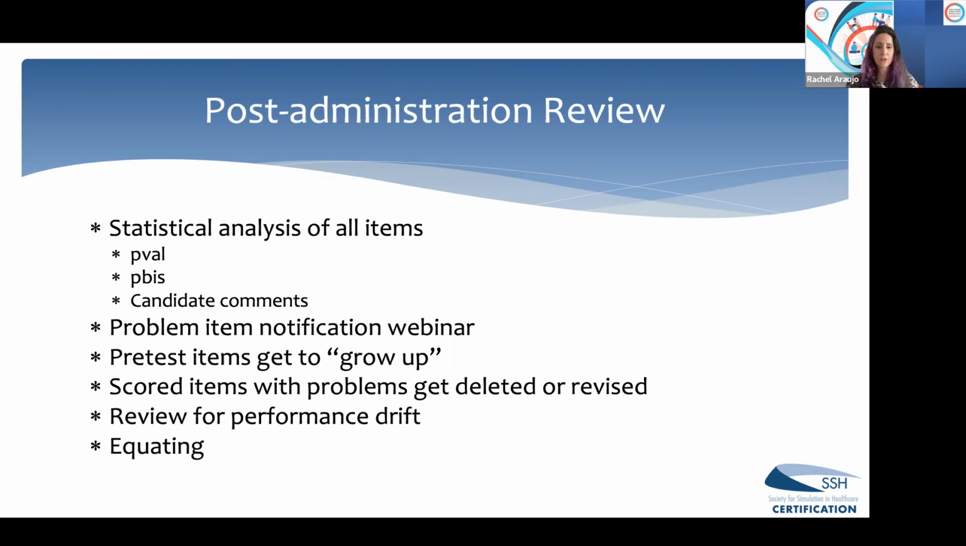We also look at the scored items. Again, if they're problematic, they get deleted or revised. We also review the scored items for performance drift. For equating, every item is put on a difficulty scale, and that average difficulty determines the cut of the exam. So if something was once performing at 70% and now it's at 50%, that's going to affect the cut. We need to know about it, look at it, and determine if it needs to be readjusted on the scale. So we're always reviewing these items, always making sure they're in tip-top shape before they're actually being used to evaluate competency for a candidate.